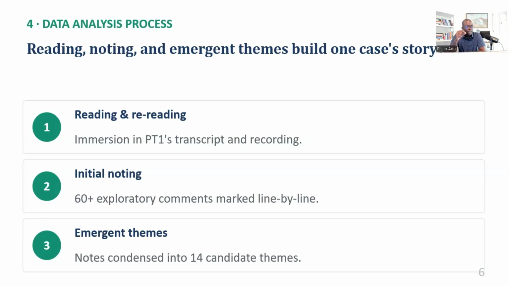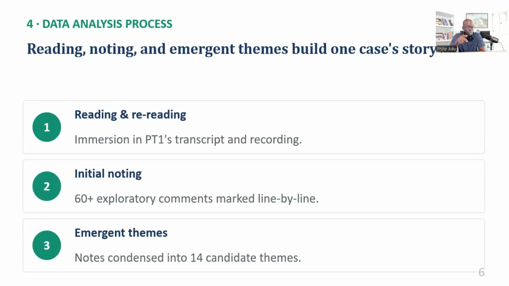So the emergent themes stage is where you go through the data again, identify information that is significant, and develop themes. Think about a theme as a phrase of between 2 to 5 words representing your understanding of the information that you have extracted. So you have to describe how you came up with emergent themes, right? Sometimes the comments that you have already made under the initial noting step will help you come up with themes. As you can see here, at the end, I came up with 14 candidate or emergent themes for only PT1.